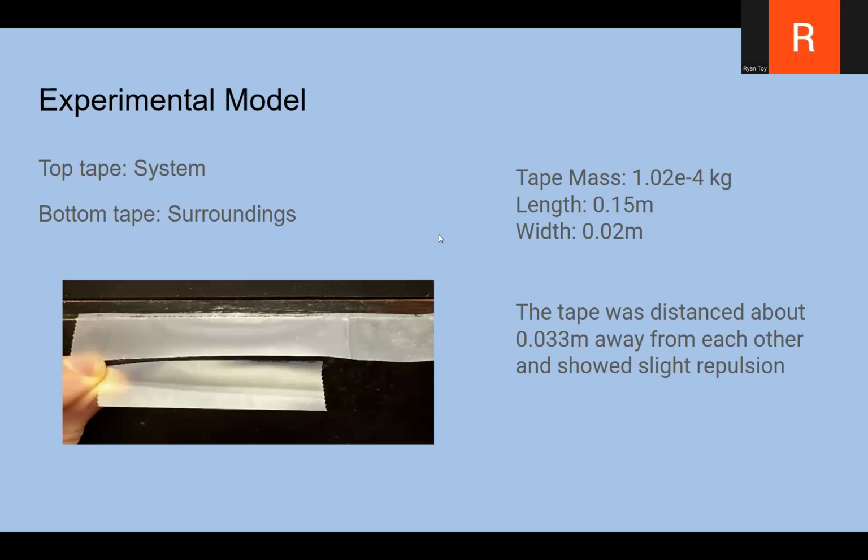So here's my experimental model, with the top tape being the system and the bottom tape being the surroundings. The tape mass was measured to be 1.02 times 10 to the negative 4th kilograms. The length was 0.15 meters, and the width was 0.02 meters. The tapes were distanced about 0.033 meters away from each other and showed slight repulsion when given induced charge.